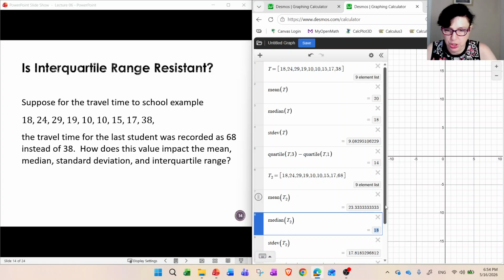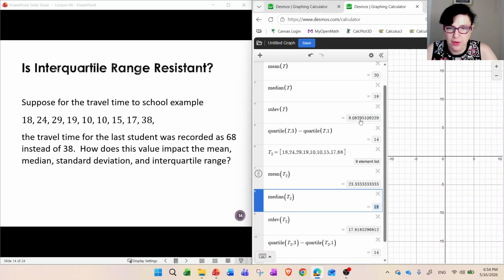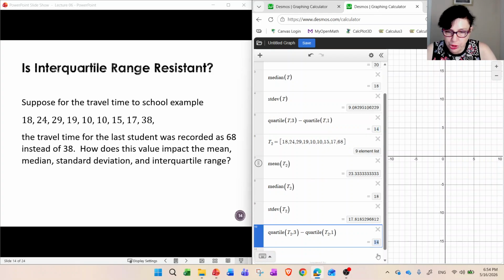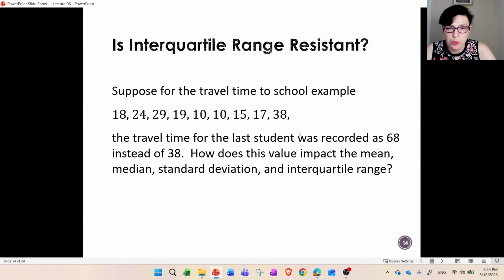What about standard deviation? Let's take a look. The old standard deviation was 9.08. The new one is 17.82. Did it change? You bet you. It's almost like twice as big as the original one. So standard deviation, again, is not resistant to outliers. But what about the interquartile range? Well, take a look. The original interquartile range was 14, and the new one is also 14. They're both 14, which means that the interquartile range is resistant to outliers. And it should be used then if your data has outliers, okay?